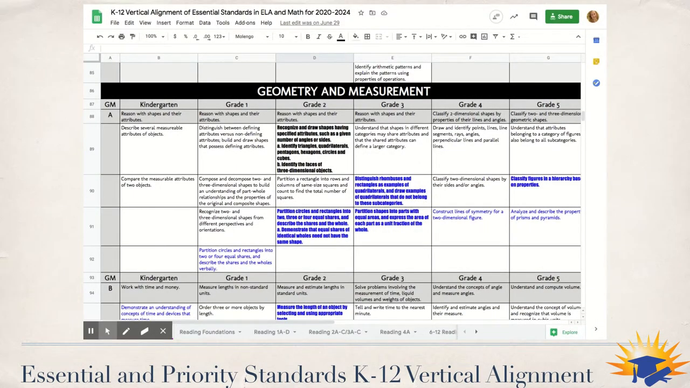For convenience, we have created a kindergarten through 12th grade vertical alignment of all the essential and priority standards for ELA and math. The priority standards are identified with blue ink, and the essential standards are identified with a very thick font. As you peruse it, you might notice that some of the essential standards are not priority standards. That is because priority standards are the standards we report student progress, and essential standards are the standards we ensure all of our students have met proficiency in before moving them on to the next grade or course.